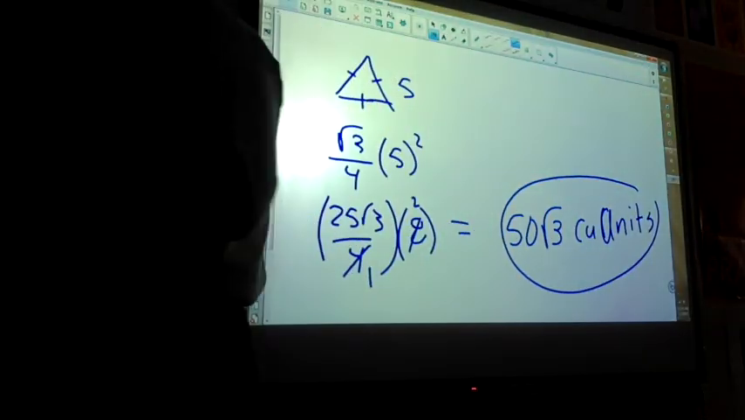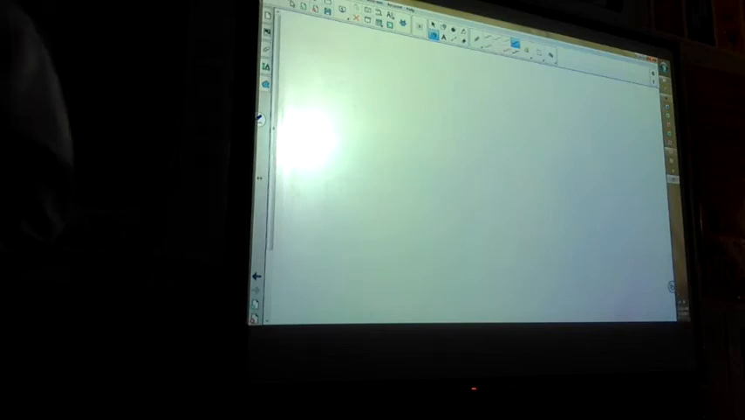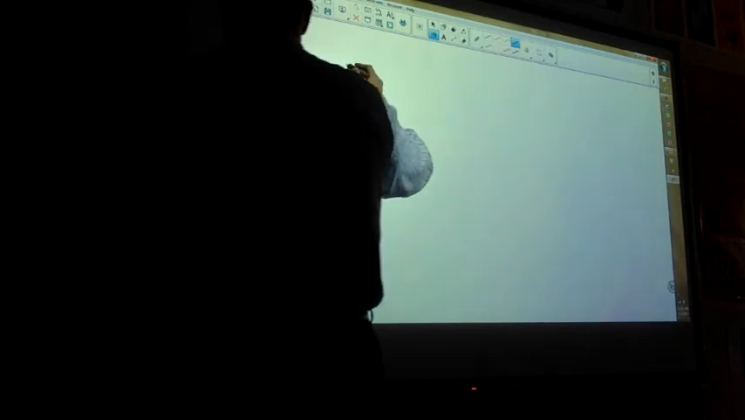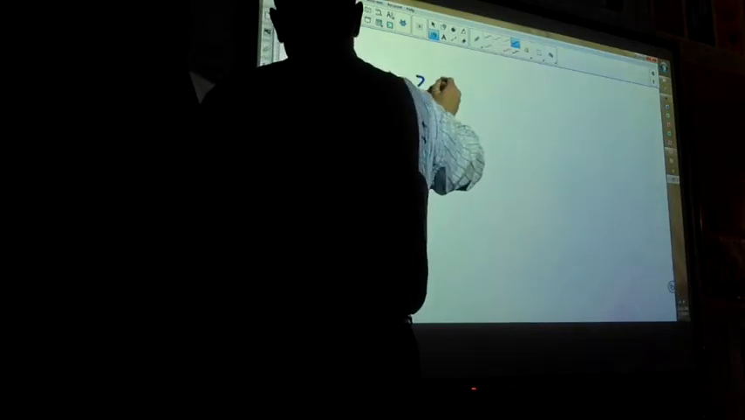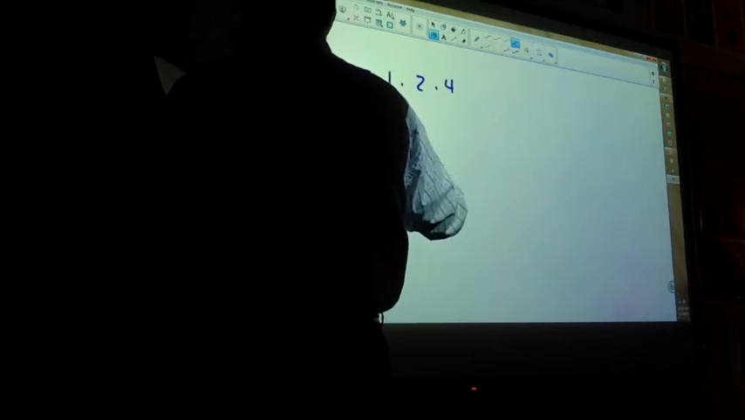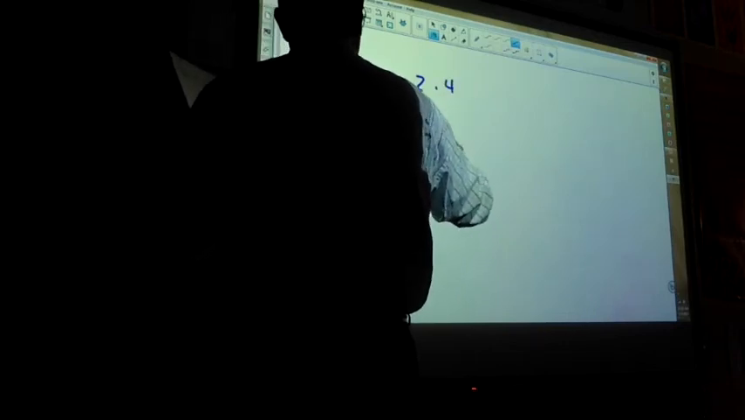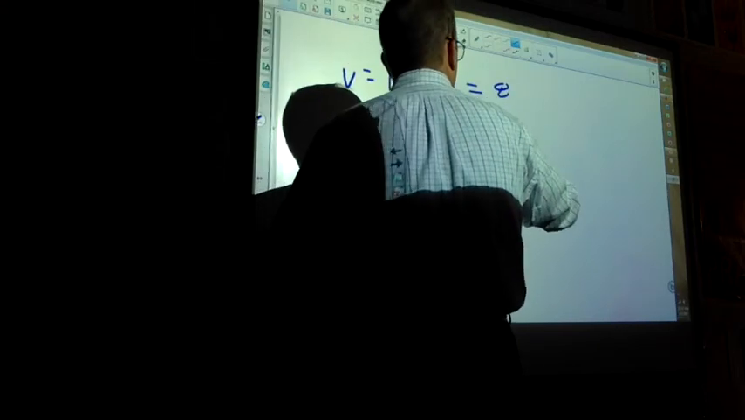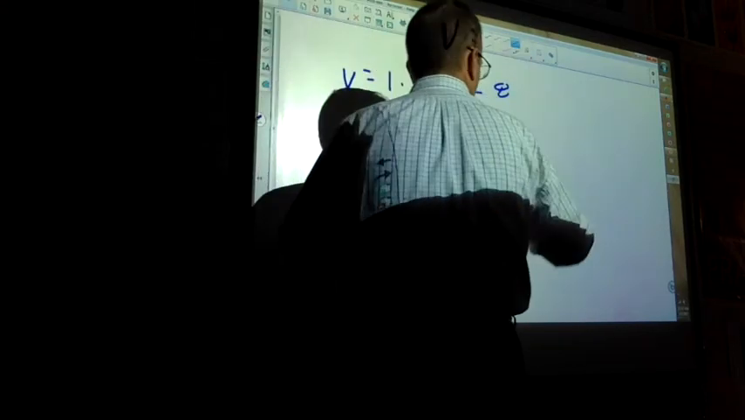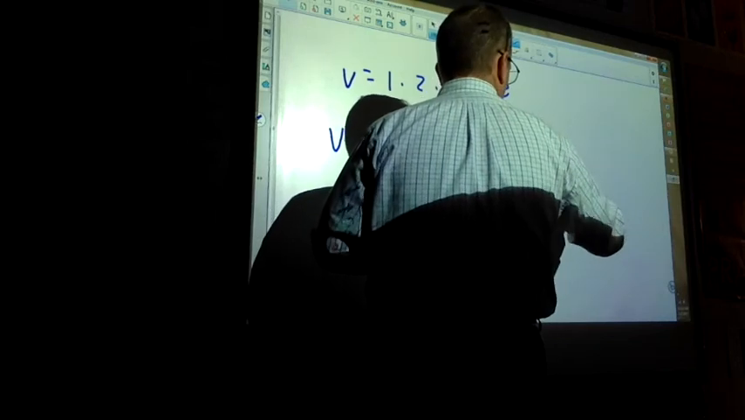Find the volume of the two things. Well, your top has a volume equals 1 times 2 times 4. The bottom has a volume of 1 times 2 times 5. That's length, width, and height. So that's 8. That's 10. Add the top box to the bottom box. You get 18 cubic units.